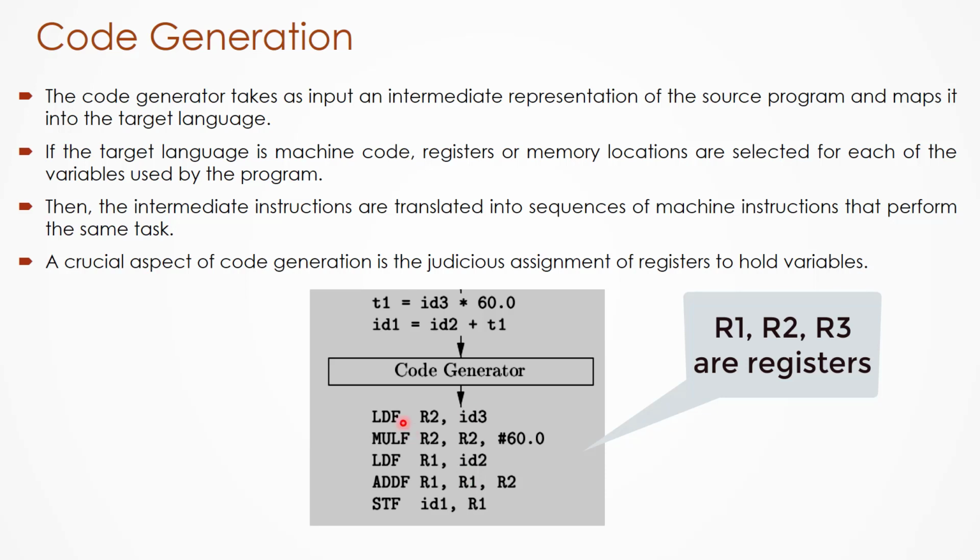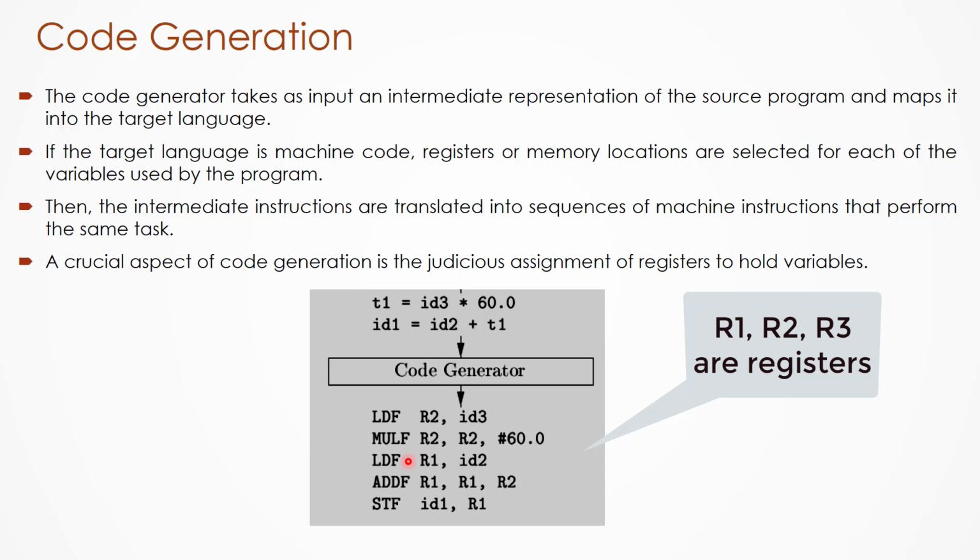LDF R2 comma ID3. That means load the floating point number ID3 to R2. ID3 means the value will be taken from the symbol table. Then multiply the floating numbers R2 comma #60.0. This is an immediate addressing. Hash is used. The value in the R2 and 60.0 will be multiplied and it will be stored in R2.